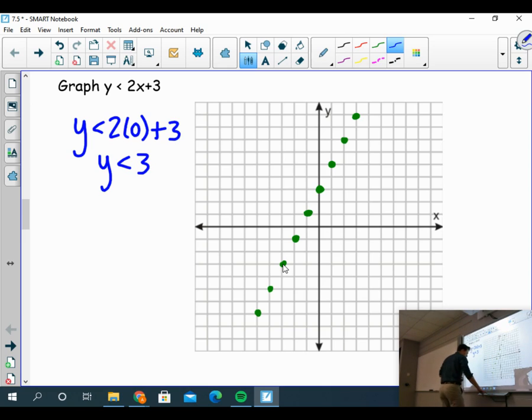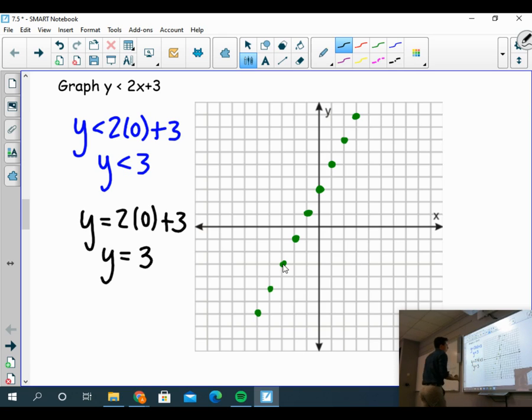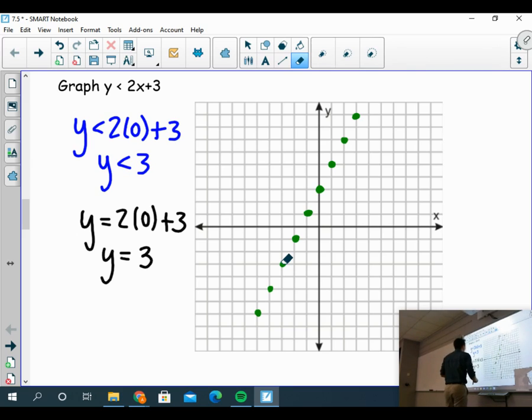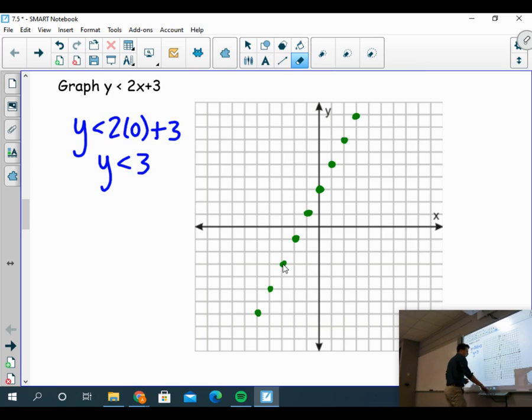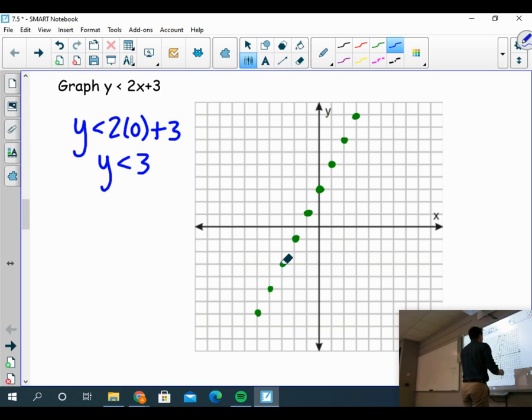Now, if we were still working with the equation, we would plug in 0 and it would say, hey, y needs to equal 3. And it would only be the point on the line. But with the inequality, y doesn't need to equal 3, y needs to be a value less than 3. So when x is 0, all of the y values that are less than 3, all these ordered pairs indicated by this blue line, will satisfy the inequality.